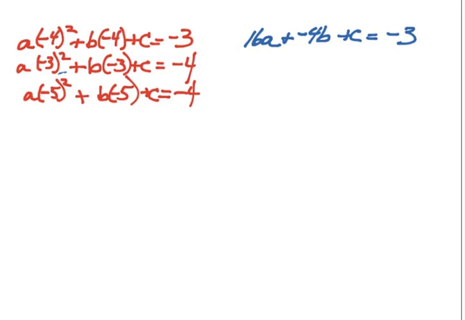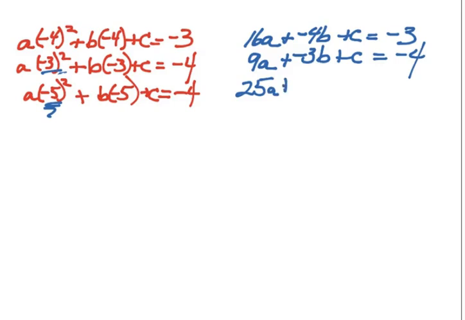All right, let's go to the second one. Negative 3 squared is positive 9. All right. Negative 3 times b, that's negative 3b, a c, and a negative 4. And now let's clean up this last one. What is negative 5 squared? Negative 5 squared is 25a. Negative 5b plus c equals negative 4.